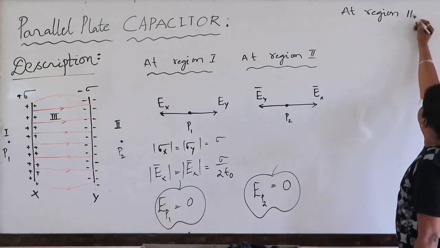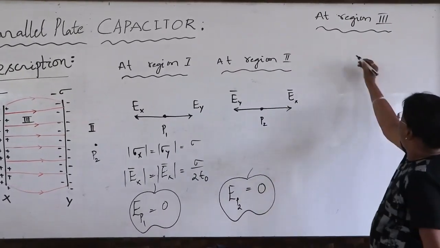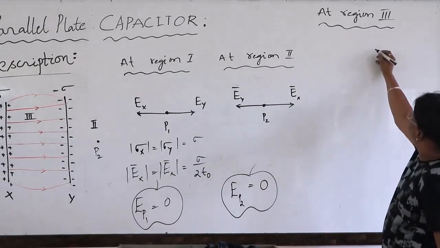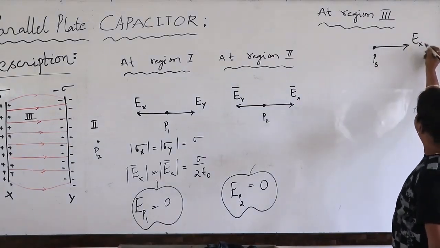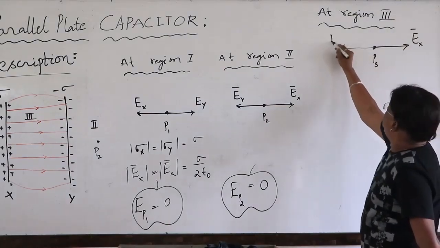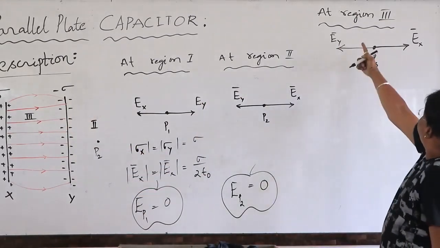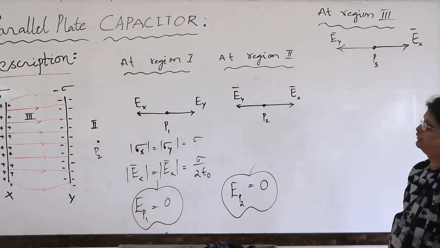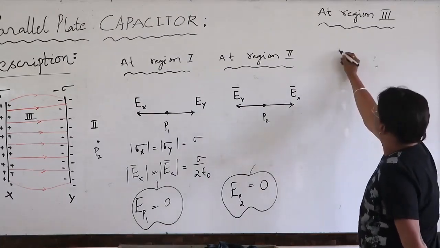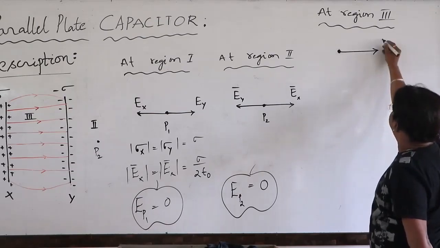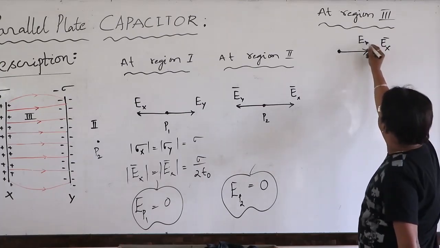At region 3, you focus. At region 3, they are seen clearly. At region 3, what happens? What is the point taken? P3. So this is the point P3. Near P3, what is seen? It is away from X, isn't it? Therefore, this is E X bar, and this is E Y bar, because Y is the negative plate, towards it. So this is E, X bar, away from the positive plate, and this is towards the negative plate, E, Y bar.